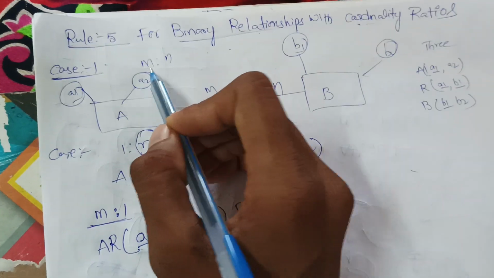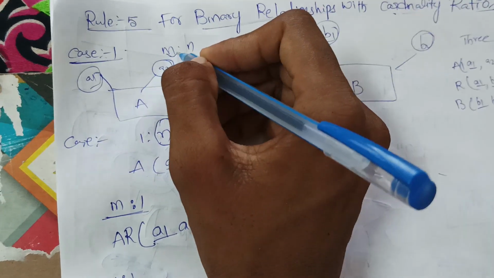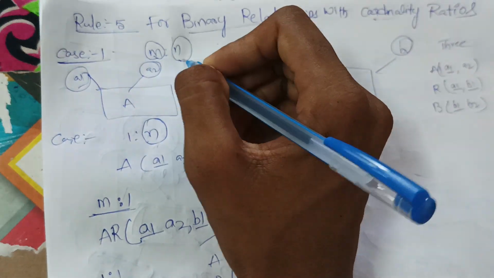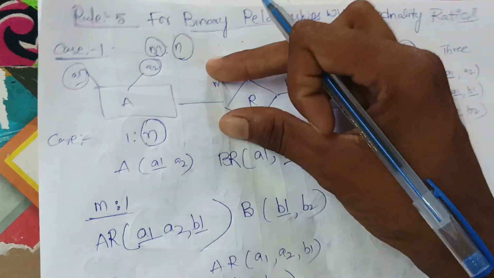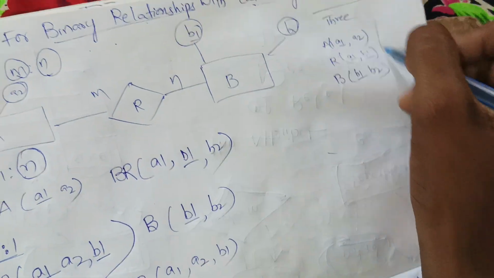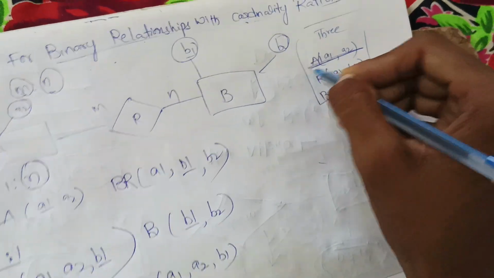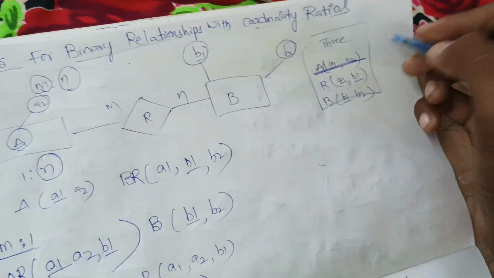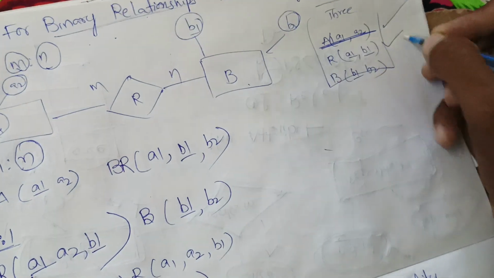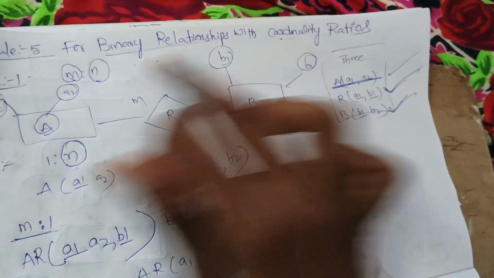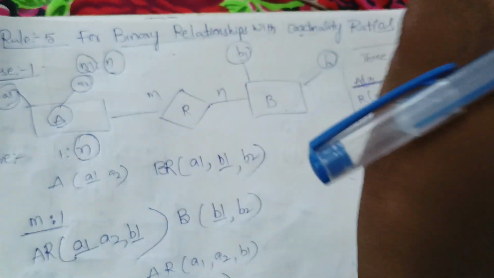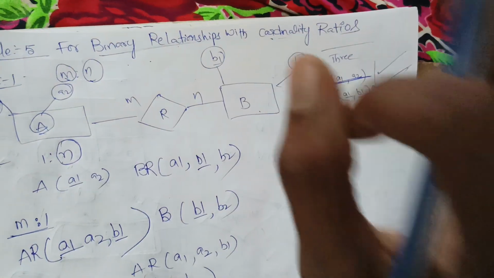First one, case 1, m is to n ratio. That means this is many, this is many. By default there is no specific number. So for this ER diagram we have to develop 3 tables. One is for A table, that means A entity ki table create cheyali, tarvata B ki create cheyali, tarvata relationship ki kuda oka table ni create cheyali. For that we have to create 3 tables. That is, many to many relations ఉంటే కంపల్సరీగా 3 tables క్రియేట్ చేయాలి.